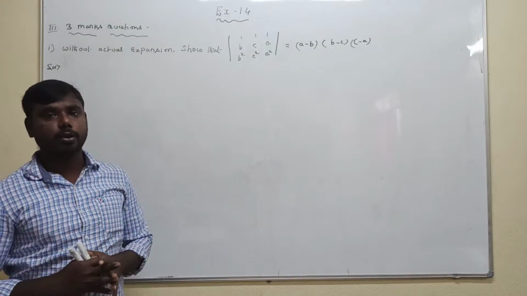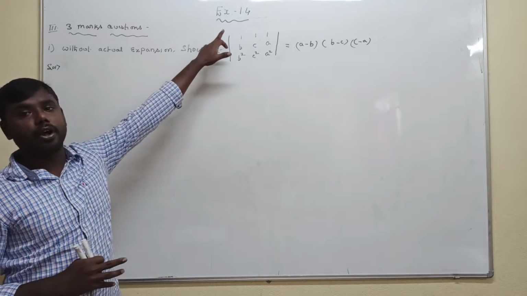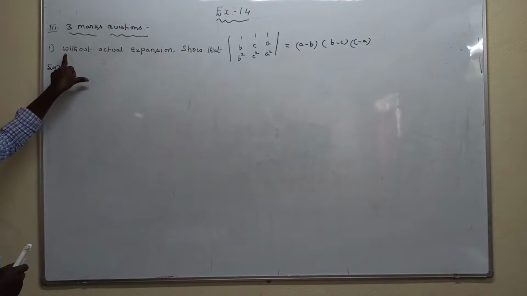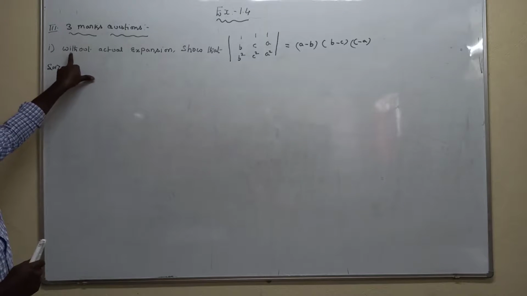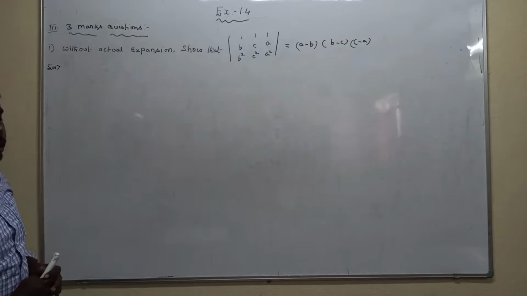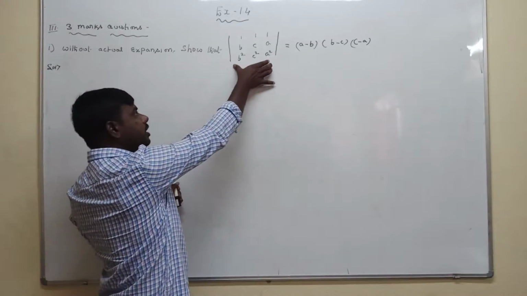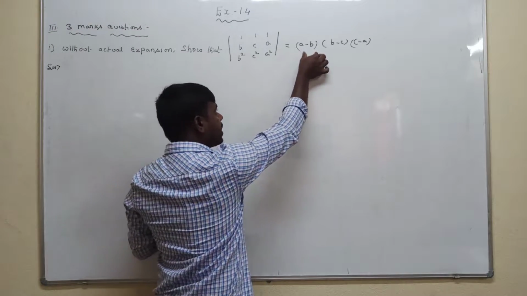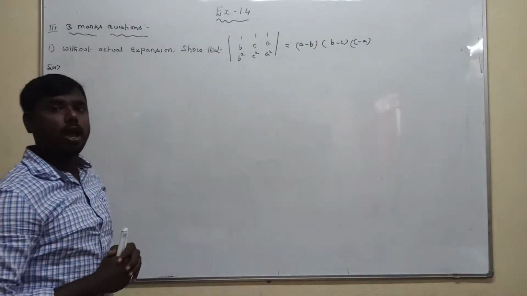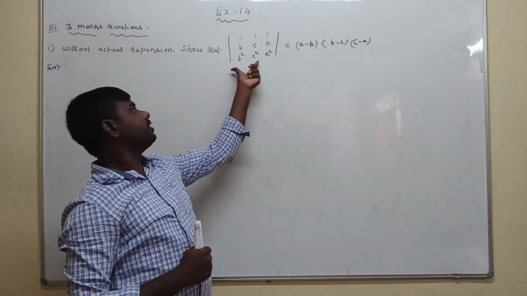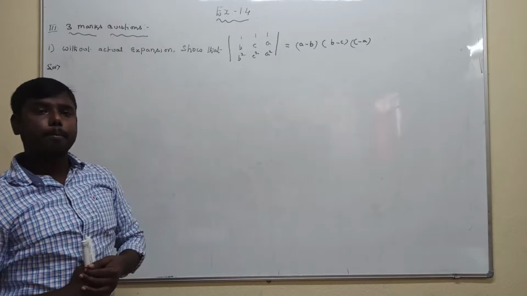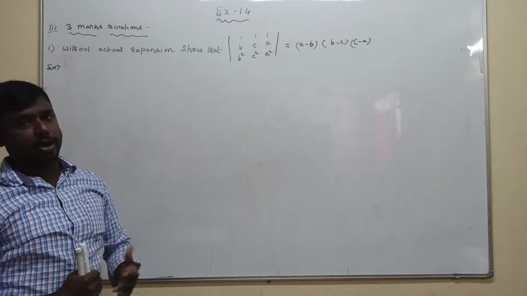Today we are discussing exercise 1.4, 3 marks questions. See the first question. Without actual expansion, that means without expansion, we have to prove that this determinant is equal to (a minus b) into (b minus c) into (c minus a).